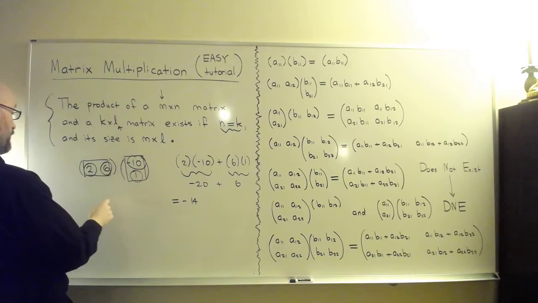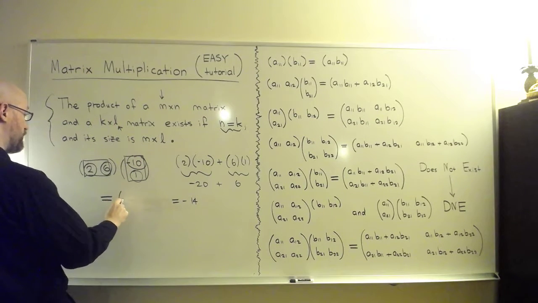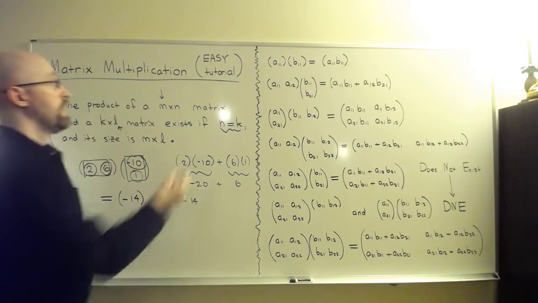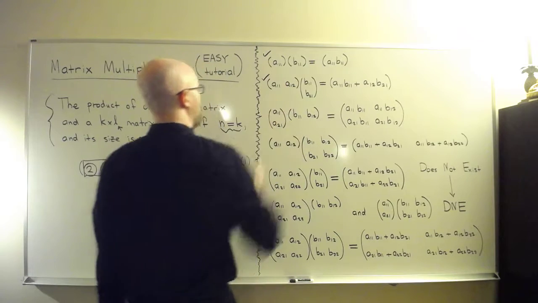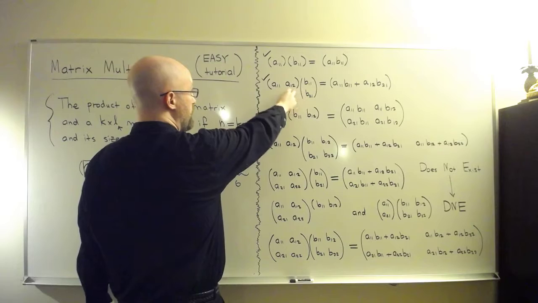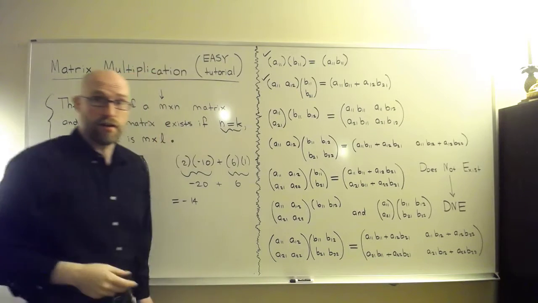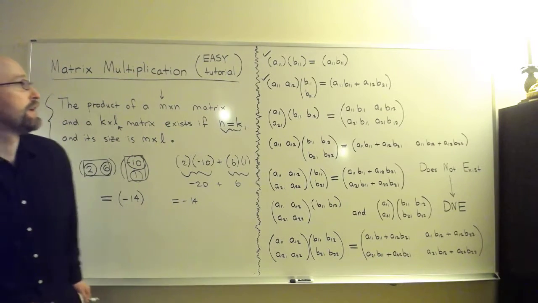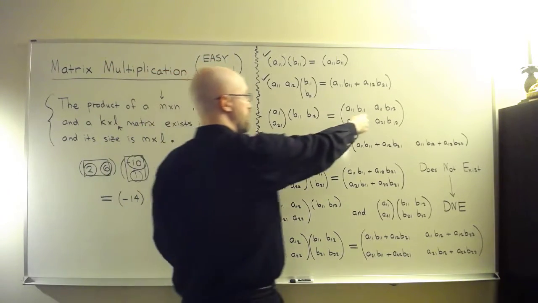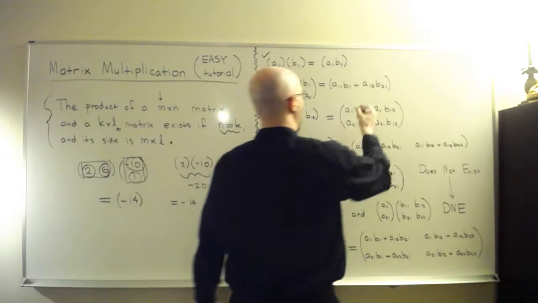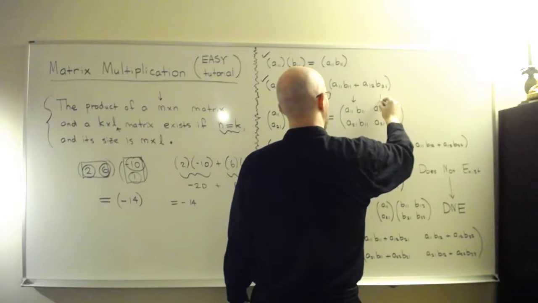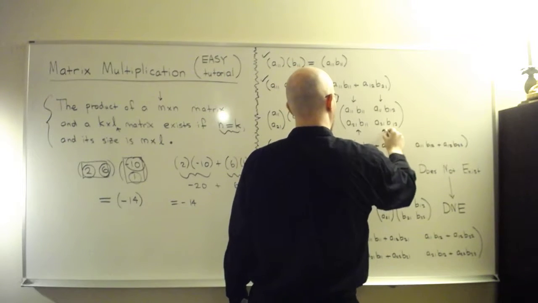And that's the only entry. So the product of these things is just a 1 by 1 matrix that has a -14 in it. So we looked at this case, we looked at this case. This case is different than this one. It's like kind of reversing those, and you get a totally different answer. And you get a different kind of answer because you have a different size of matrix. See, this has now 4 entries. It has 2 rows and 2 columns. 1, 2, 3, 4 entries.